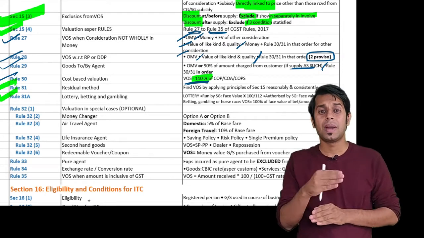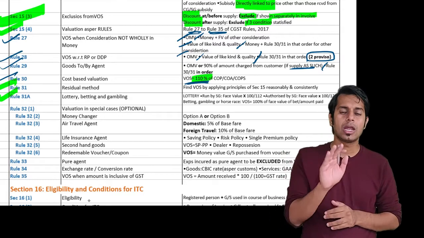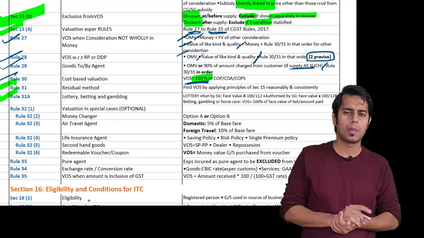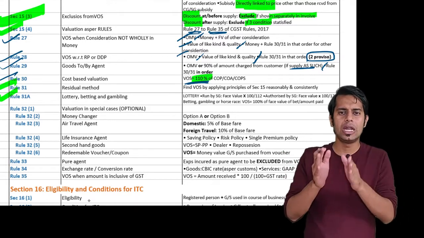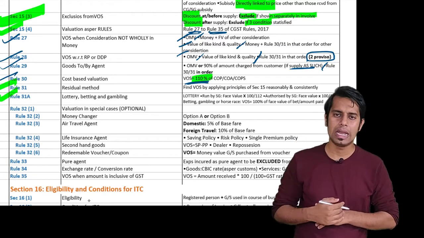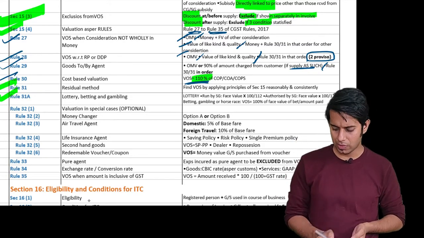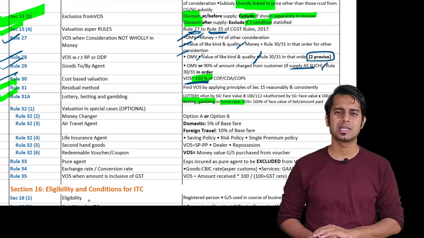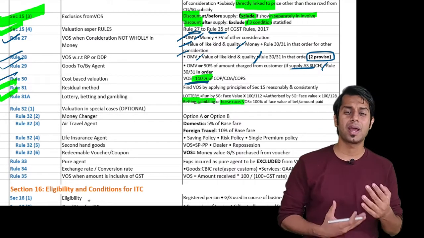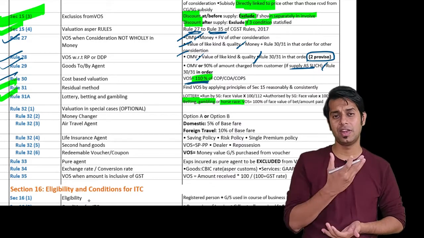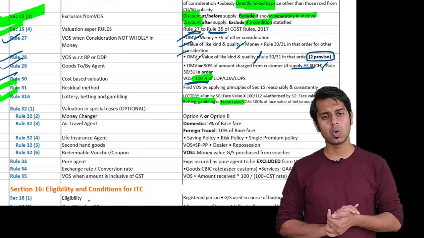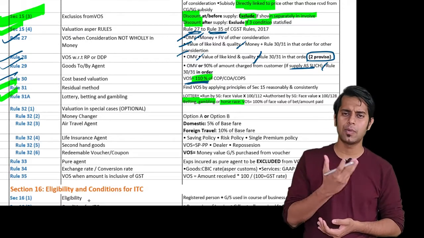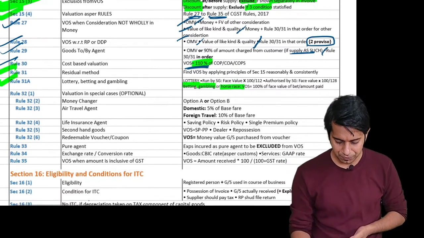If the lottery is run by a person authorized by state government, or if lottery is authorized by state government, then the value of supply will be face value into 100 divided by 128. Sir, what is the value of supply in case of betting, gambling, horse race, etc.? In such cases, the value of supply will be 100% of the bet or face value or the amount which is paid to the totalisator.